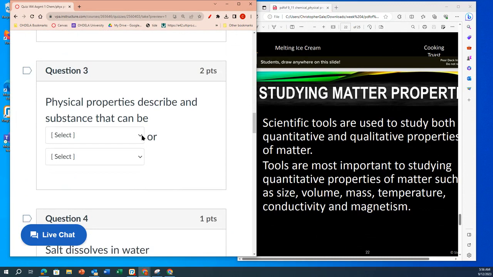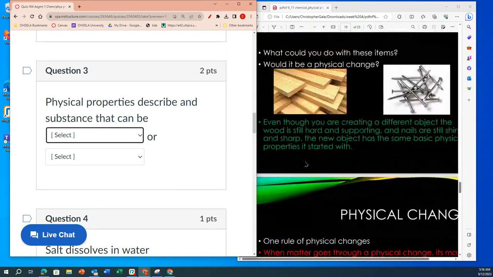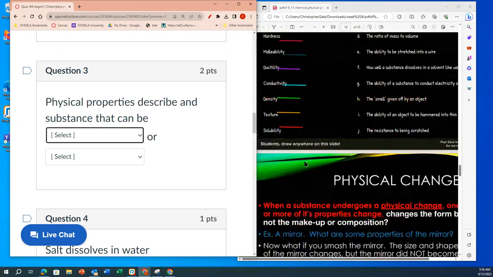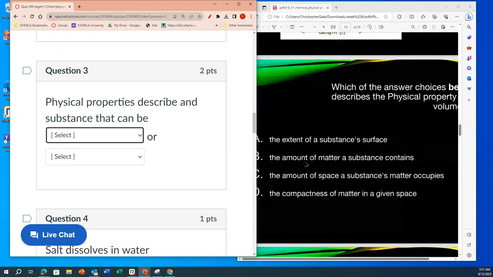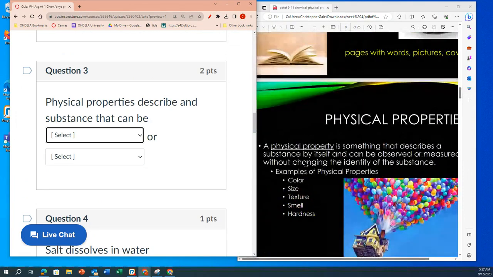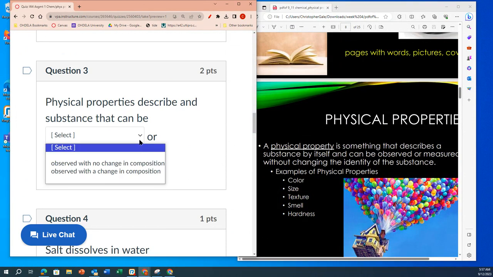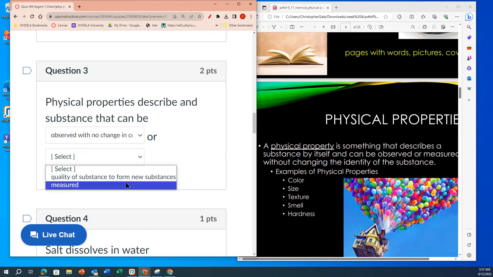Physical properties describe a substance that can... All right, so let's look at physical properties. That would be the part in the beginning here. A physical property is something that describes a substance that can be observed and measured. Observed, no change in the substance. Yep, that's what that one says. And measured.